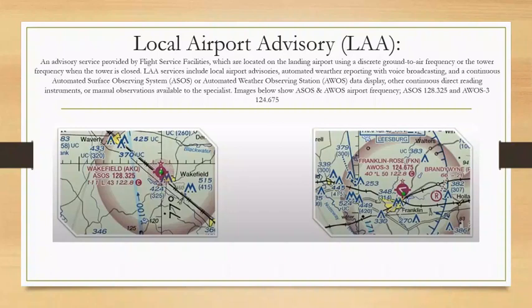So what you'll see below shows an ASOS and an AWOS airport frequency. So you'll see ASOS 128.325 and AWOS 124.675, each in the left-hand and right-hand corners there.